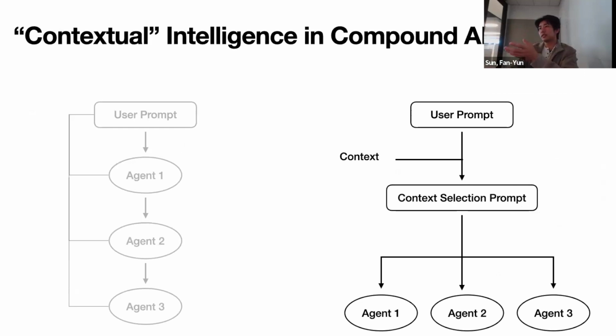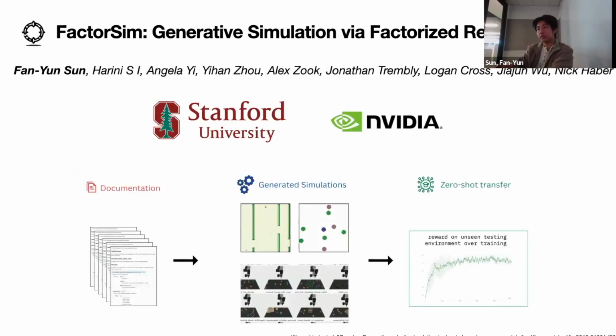So that brings us to the second work, where we ask the question, can we use language models to self-refine and select relevant context for itself before it does the actual generation? In this particular work, we aim to generate coded simulations of 2D environments and 3D tabletop robotics environments to train RL and robotics agents.